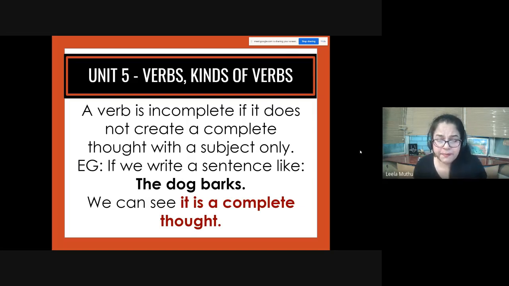Now I'll make it easier for you with lots of examples. Just look at this sentence. The dog barks. Full stop. It has a subject, it has a verb, but when you look at these two words together, you know that it makes complete sense.